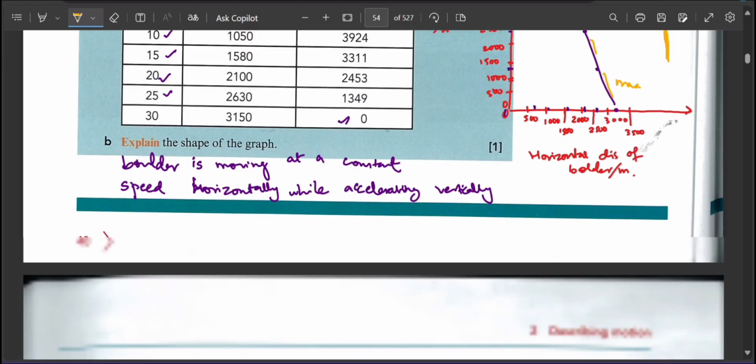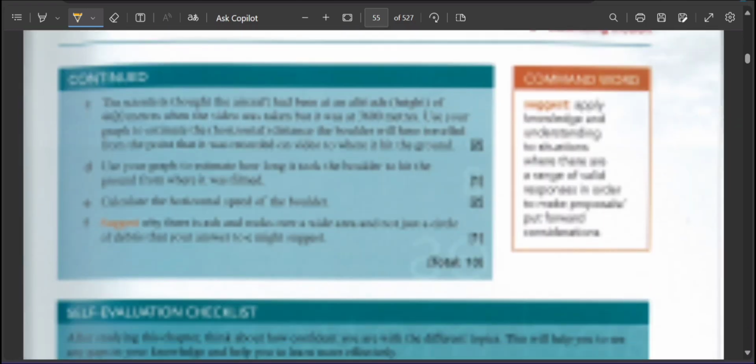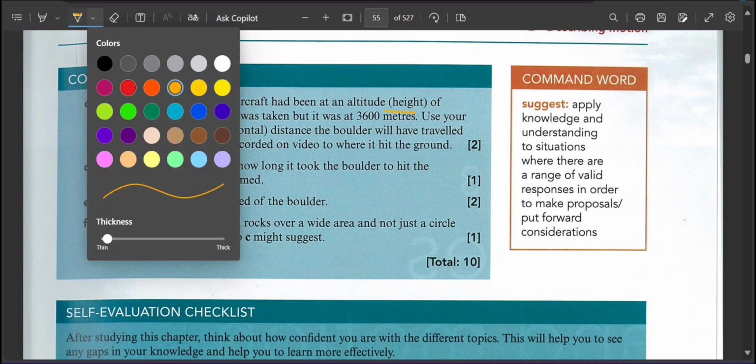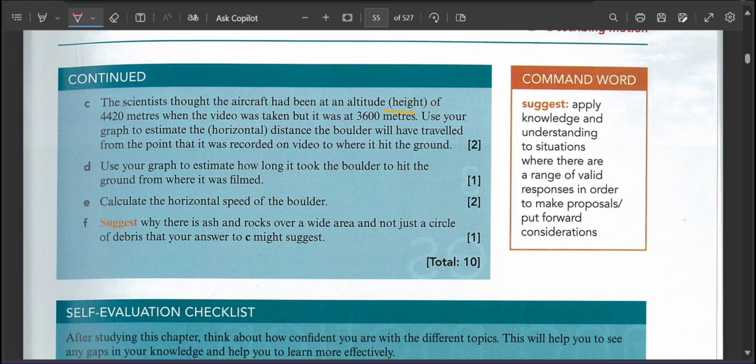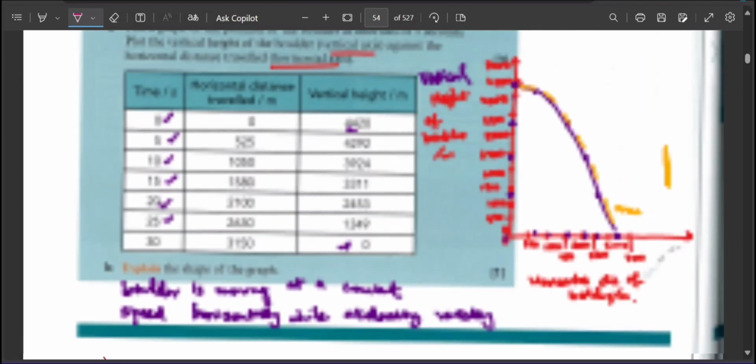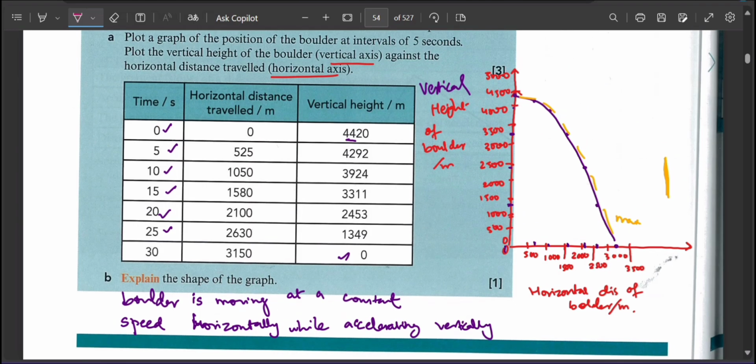Okay, I think this is the last few parts. The scientists thought the aircraft had been at an altitude height of 4420 meters when the video was taken, but it was 3600 meters. Use your graph to estimate the horizontal distance the boulder will have traveled from the point that it was recorded on the video to where it hit the ground. So let's see. उसने कहा है कि originally वो 4420 यहाँ पर था, but it was actually 3600 meters.